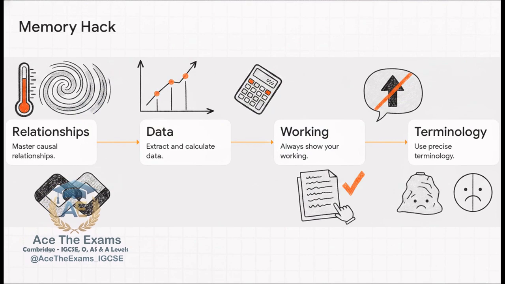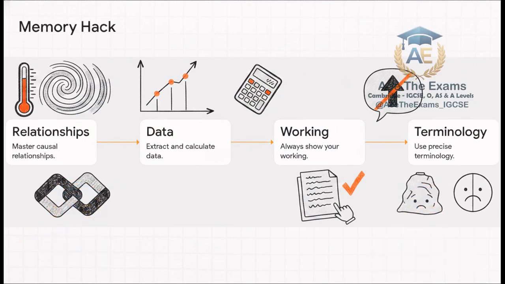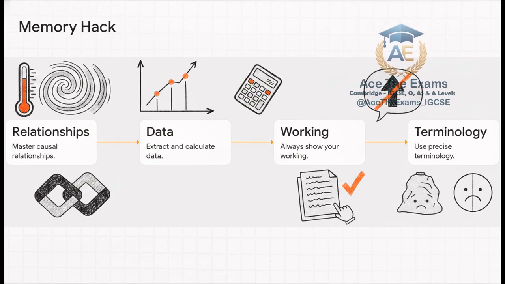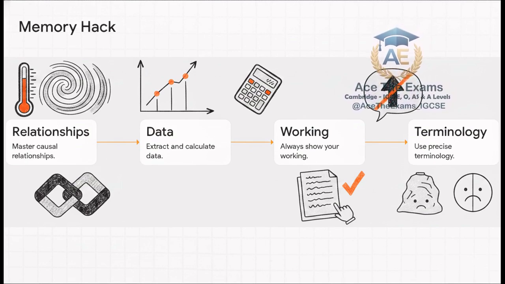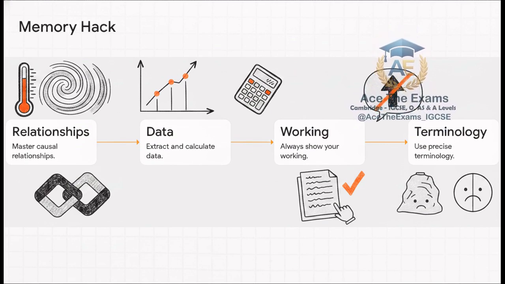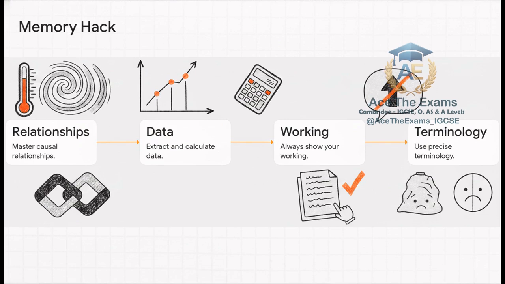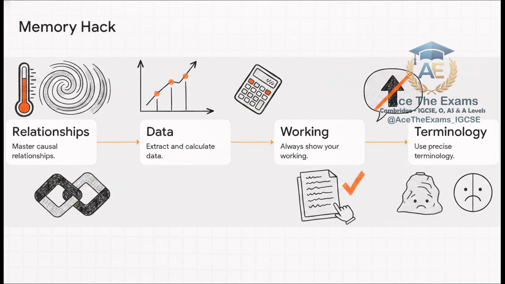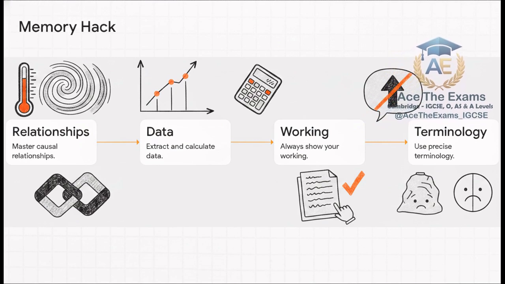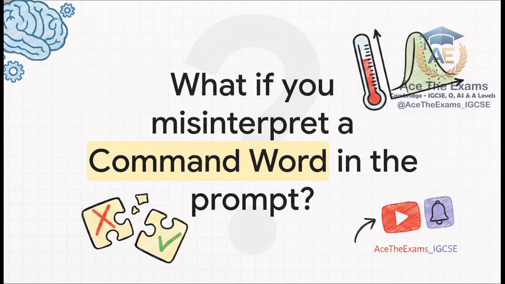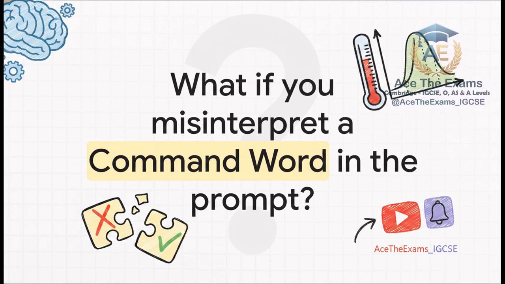Let's lock this all in with a quick memory hack recap. Whenever you face a 3.2 temperature and enzyme question, just remember these 4 pillars. 1. Master causal relationships. Temperature affects kinetic energy, which affects collisions, which ultimately affects the active site. 2. Extract and calculate your data accurately. 3. Show every single step of your working to secure those lifesaver method marks. And 4. Use precise, examiner-approved terminology. Remember, no more writing, the enzyme dies. You'll now have the exact framework for analyzing the data, structuring your response perfectly, and securing every possible method mark.